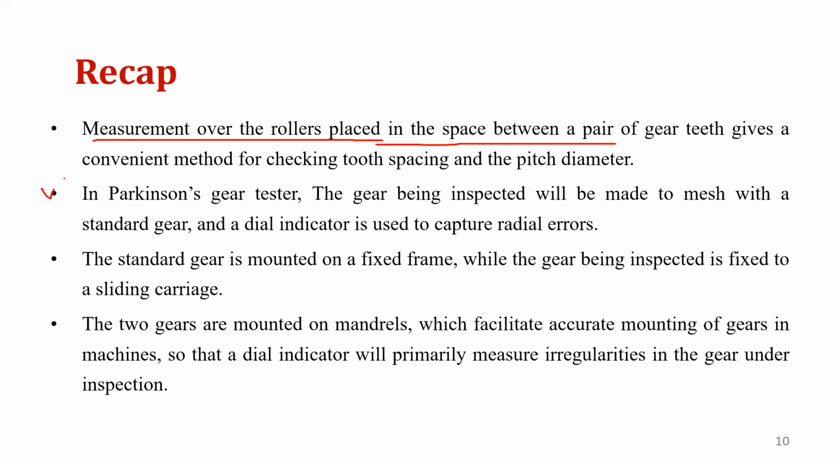And then we discussed the Parkinson gear tester. So this can be used to measure the variations in the center distance of the two gears. In this, the gear being inspected will be made to mesh with a standard gear, and the dial indicator is used to capture the radial errors. The standard gear is mounted on a fixed frame, while the gear being inspected is fixed to a sliding carriage. The two gears are mounted on mandrels, which facilitate accurate mounting of gears in machines, so that the dial indicator will primarily measure the irregularities in the gear under inspection.